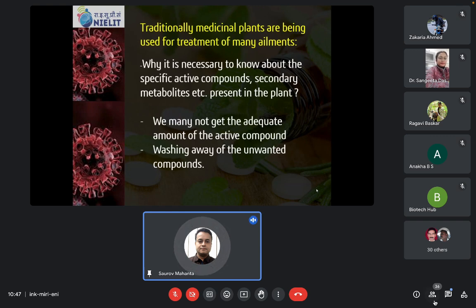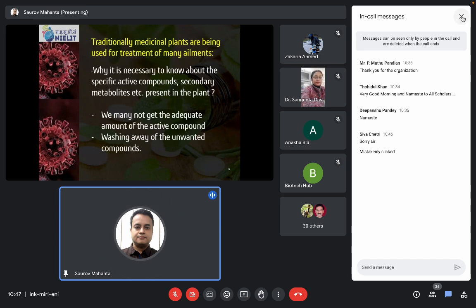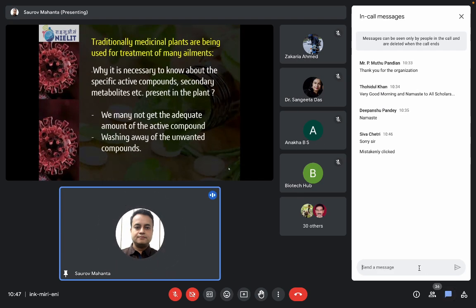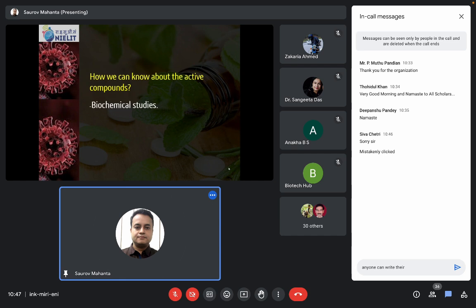So traditionally medicinal plants are being used for treatment of many ailments, right? We all know. So why is it necessary to know about the specific active compounds, secondary metabolites, etc. present in the plant? We may not get an adequate amount of active compound, as I have mentioned, that you may have to take 15-20 cups of green tea per day to get an adequate amount of EGCG in your diet, right? And secondly, washing away the unwanted compounds. We can wipe off the unwanted compounds, which are basically not necessary for our body. So how can we get exactly what molecules, what active molecules are present in that plant, and where it will be useful.